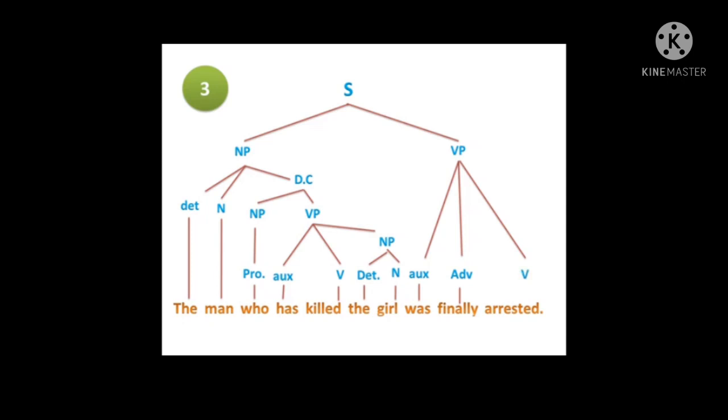And then we analyze the verb phrase. The verb phrase here consists of the auxiliary was, the adverb finally, and the verb arrested.